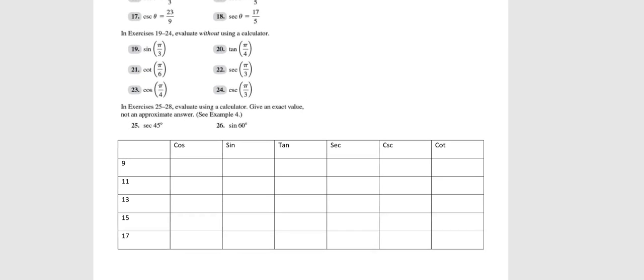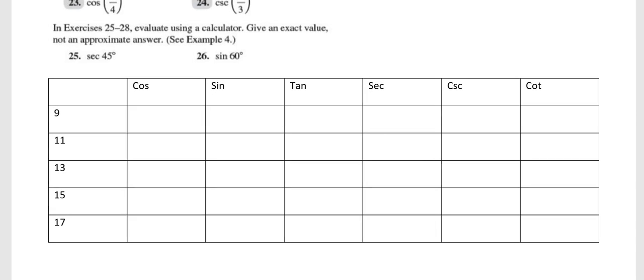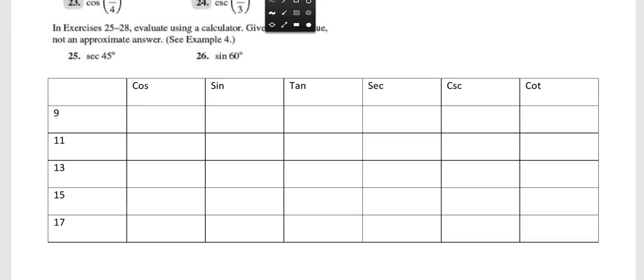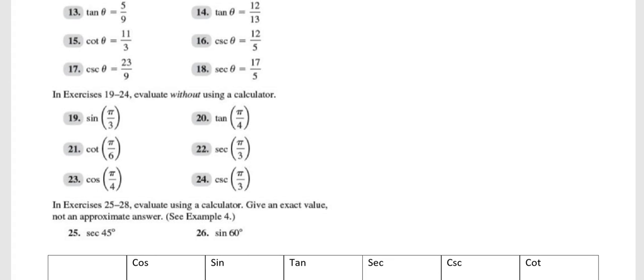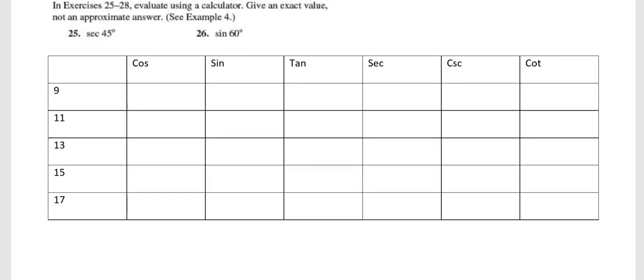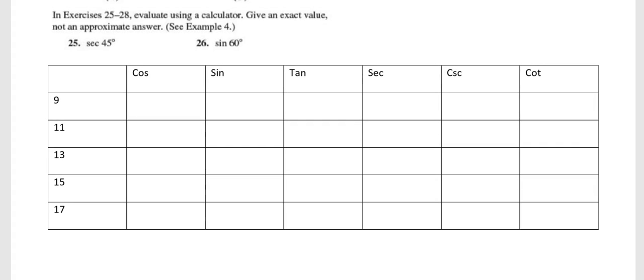Gave me cosecant 23 over 9. Isn't it 17 right there? Okay. Well, I made a cool chart for you down here for number 17, so that's why I'm using it. So 17, we got cosecant 23 over 9. I just tried to make a chart for you so it'd be easy.